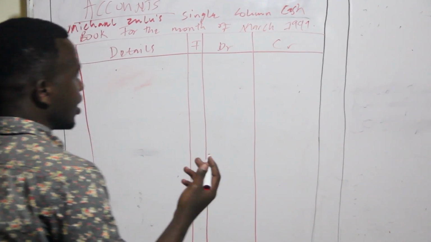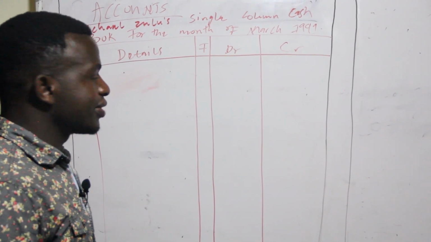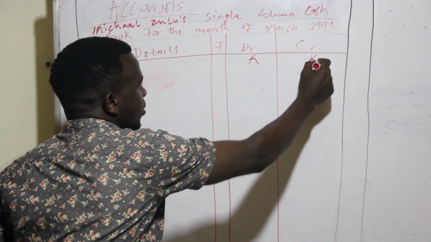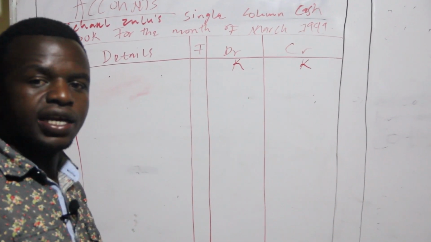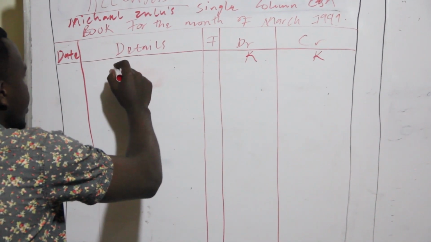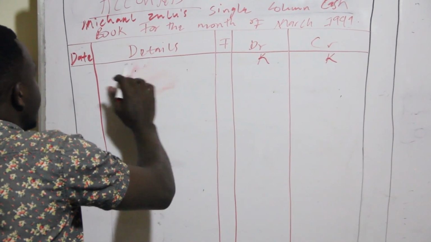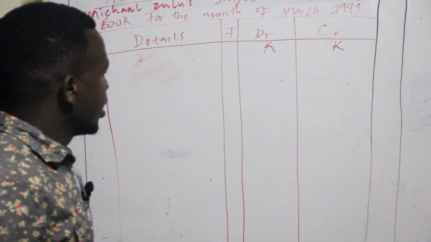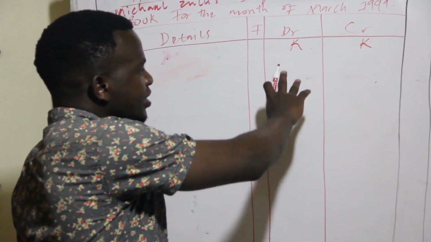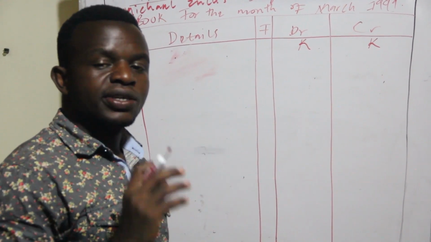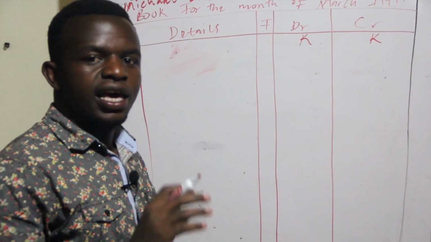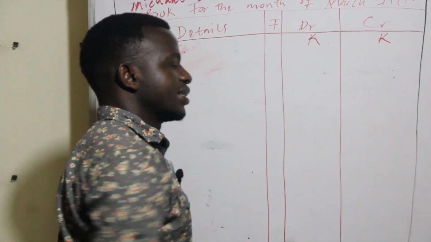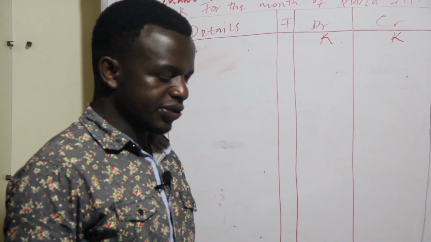So we are done putting up our title, and since all the transactions occurred in kwacha, we can put our kwacha here. Since the year that we're using is 1999, we can put 1999 in the details column. I've said that the transactions bringing money into the business we record on the debit side, and everything that takes money away from the business we record on the credit side. So we can start with our first transaction.